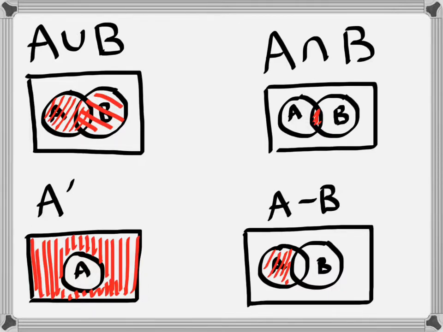A complement is everything outside of A, and so we color in what is represented by this operation. And then we also have A minus B on the lower right, and this is everything in A that's not in B. So we don't color in the little eyelet for A minus B because we don't want to consider things in B.